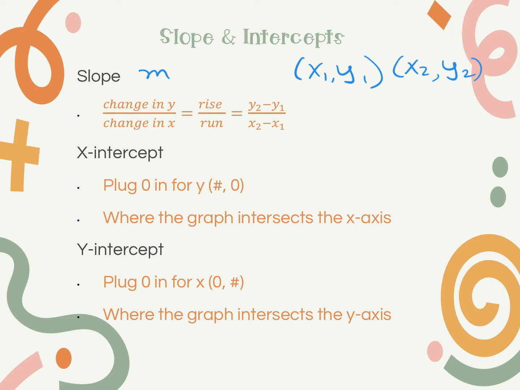Now, whenever you want to find an x or a y-intercept, what you're going to do is plug in zeros. If you want to find the x-intercept, you're going to plug in a 0 for y. This is where our graph intersects the x-axis. For the y-intercept, we would plug in a 0 for x. This is where our graph touches the y-axis. So let's also look at some horizontal and vertical lines.